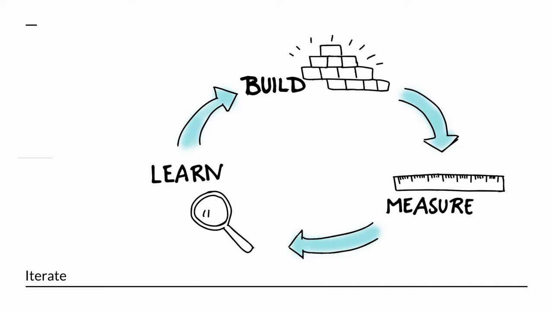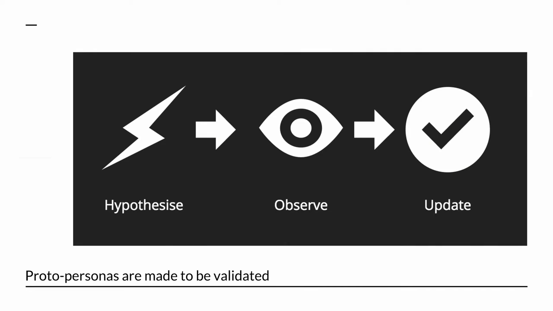updating, feeding more research into the process, it can be a bit sad when someone goes through all the effort of making this persona and then they do more research later and they never update it, and then weeks down the track, the developer's using it and it's not relevant anymore because more information came into the loop. So what we do is we hypothesise, we observe, we do this research, and then we update the persona. We can continue to do that process throughout the project.